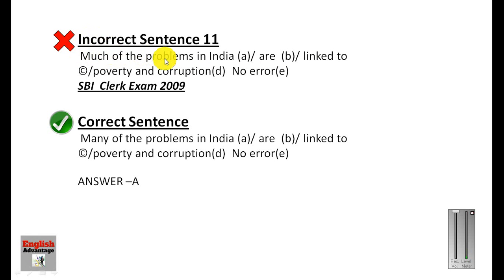Because we are talking about the problems, and problems is a countable noun. So with the countable noun, we do not use much. We have to use many. Many of the problems, because much is used with the uncountable noun. Much work or much anything that is uncountable, we use much. With the countable, we use many. So this is the problematic part, and the answer would be A.